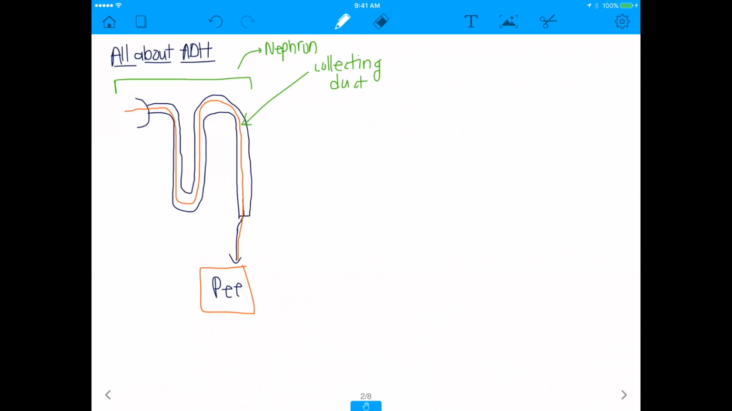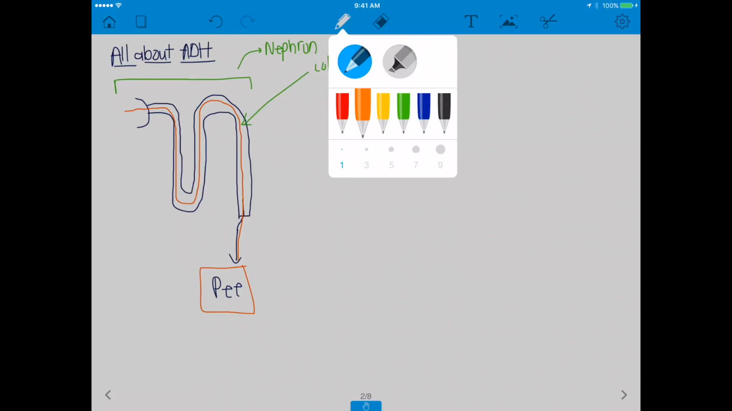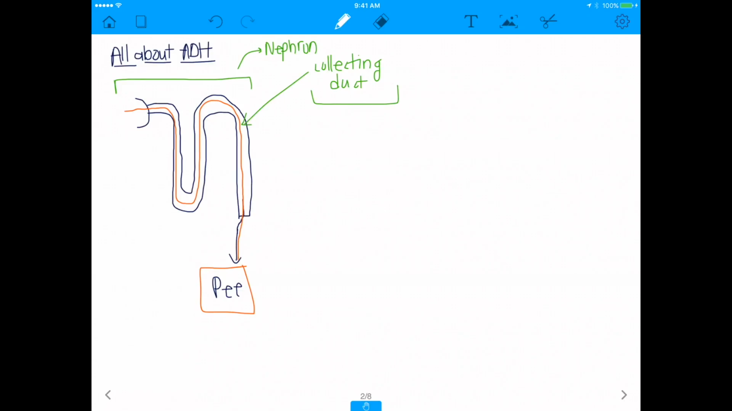But what ADH does is ADH causes reabsorption of water in the collecting duct. So the collecting duct is this last part of the nephron that I've drawn here. And what ADH does is that it goes there and it binds to some receptors and it causes reabsorption of water. And what do I mean by reabsorption of water? What I mean by that is water leaves the nephron and comes back into the body.